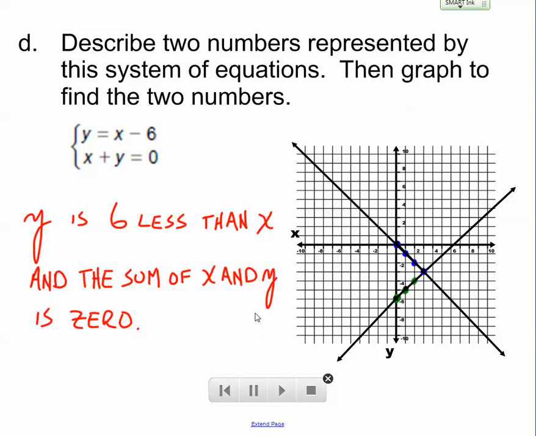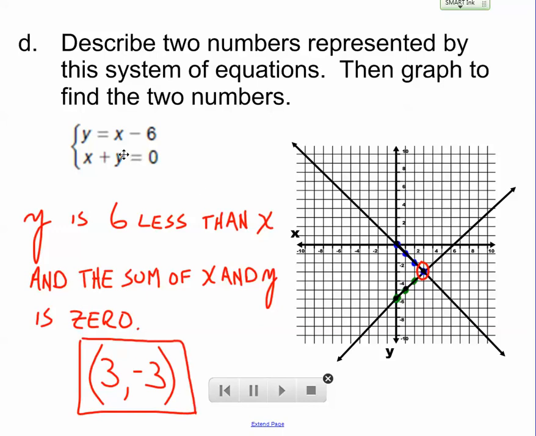And we got our point of intersection. So it looks like 3, -3. And we can check that answer because we know that 3 minus 6 is -3. And we also know that 3 plus -3 is 0.